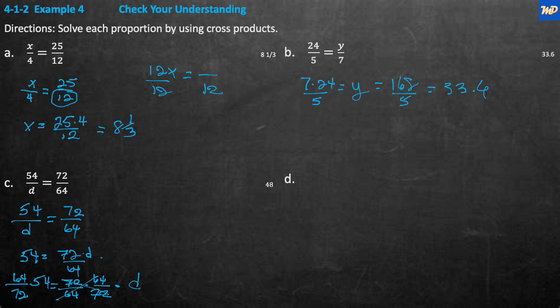So let's go ahead and move this over so we can see it a little better. We're going to get d, and I'm going to flip it around, I'm just putting the d on the left and the numbers on the right. I'm going to write it again, d equals 64 times 54 over 72. And 64 times 54 is 3456 divided by 72. And now when we simplify this, that equals 48.